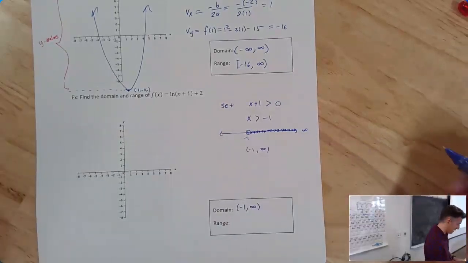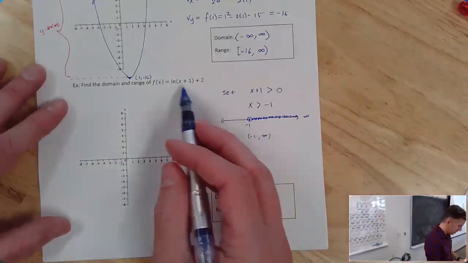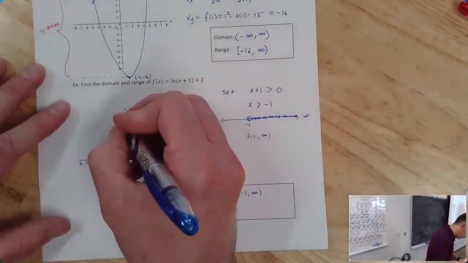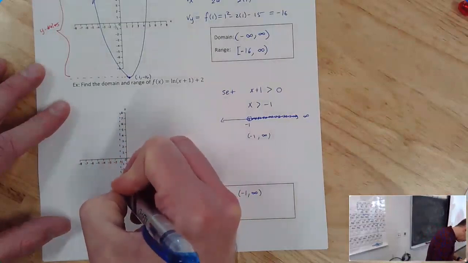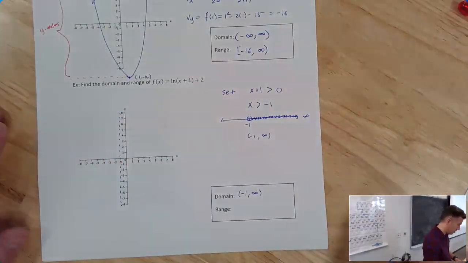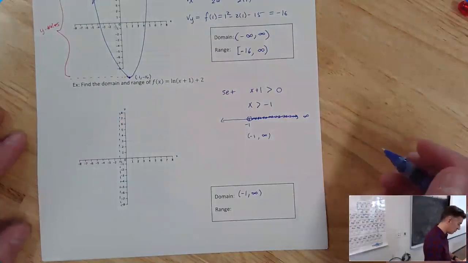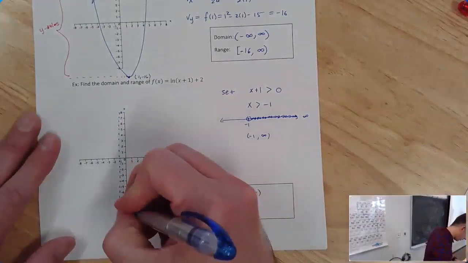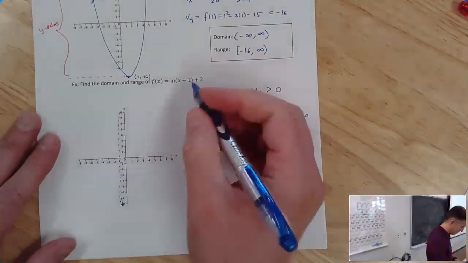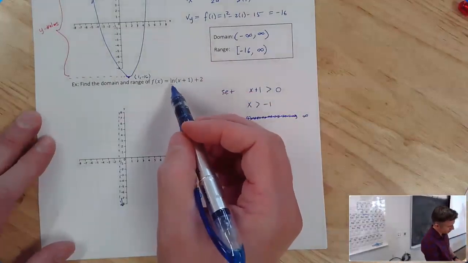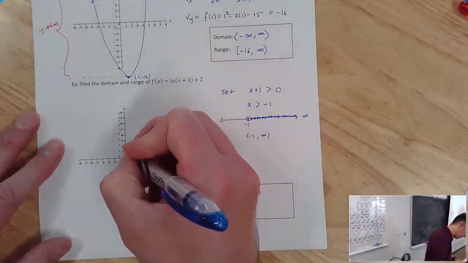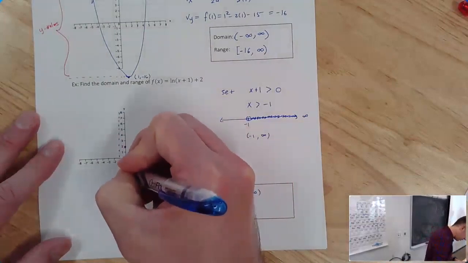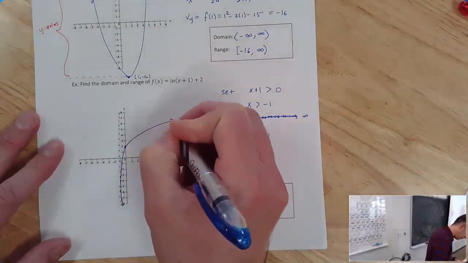We can graph it. I guess we might as well graph it. So I've shifted it left by 1. So my vertical asymptote is now at x equal to negative 1. And down by 2. I don't really care about shifting it down by 2. That's fine. So it'll look something like this. I guess I could find the y-intercept. So I plug in 0 for x. Natural log of 1 is 0. 0 plus 2 is 2. There's my y-intercept. There's my not very good graph. It's okay. Doesn't have to be perfect.